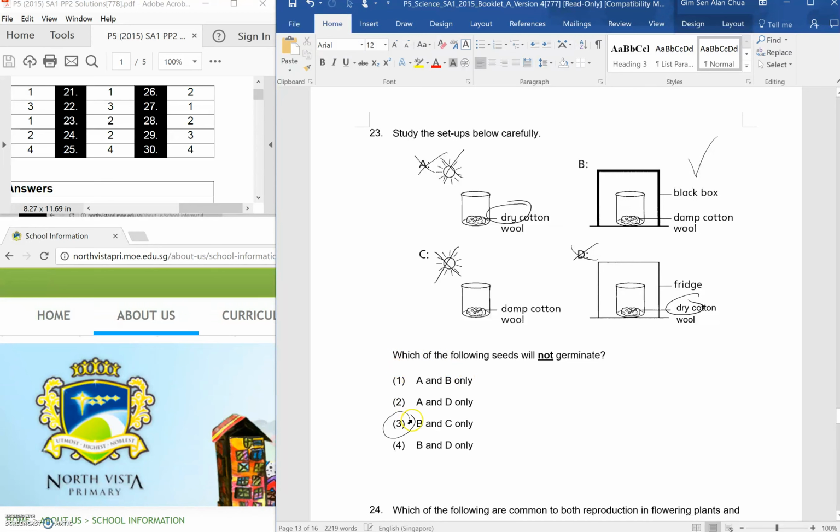Is it number 3? Wrong, because we are talking about will not germinate. So B and C will germinate. Be very careful with such questions, because for MCQ questions we have to read very carefully to know whether we are looking at the 'not'. So B and C will germinate. That gives us answer 2, A and D. A and D will not germinate.